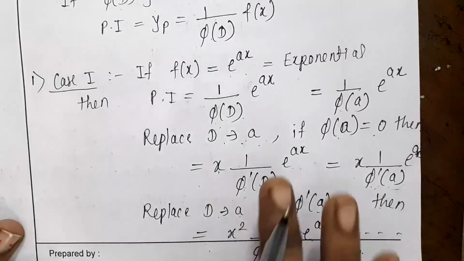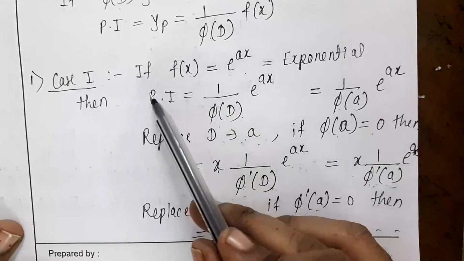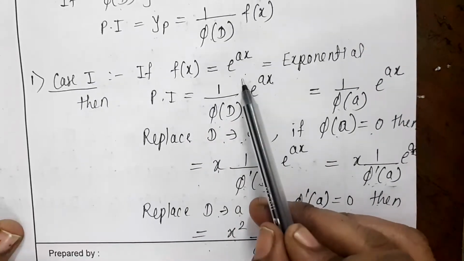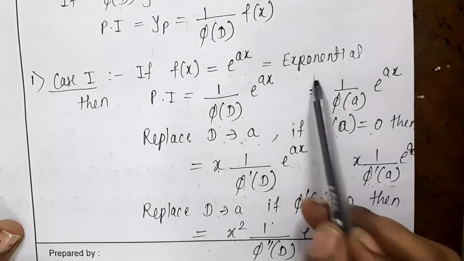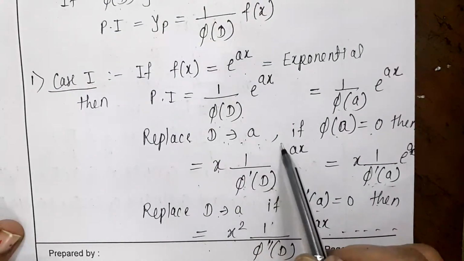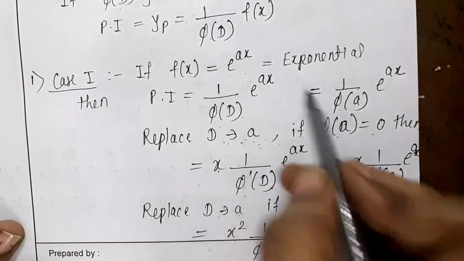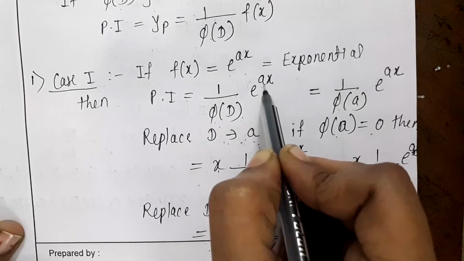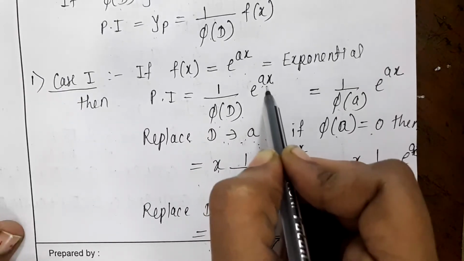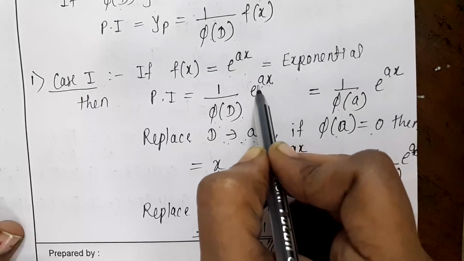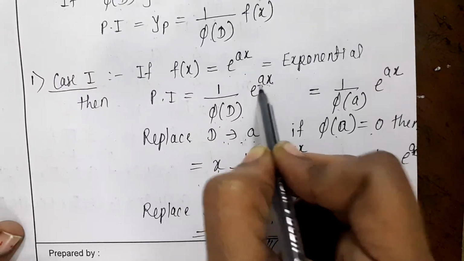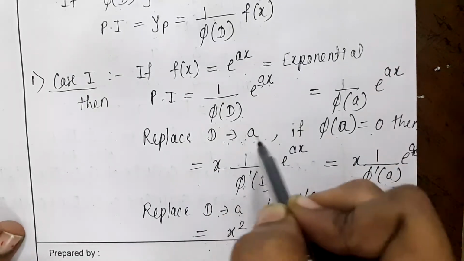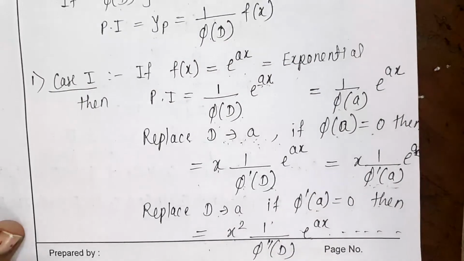So is it clear? Again I am repeating. Case 1 is f of x of exponential order. For exponential order we have to remember to replace D by a. What is this a? A is the coefficient of x in the exponential order. If a is equal to 1, then we replace D by 1. If a is equal to 2, then we replace D by 2. Like that we find its answer.